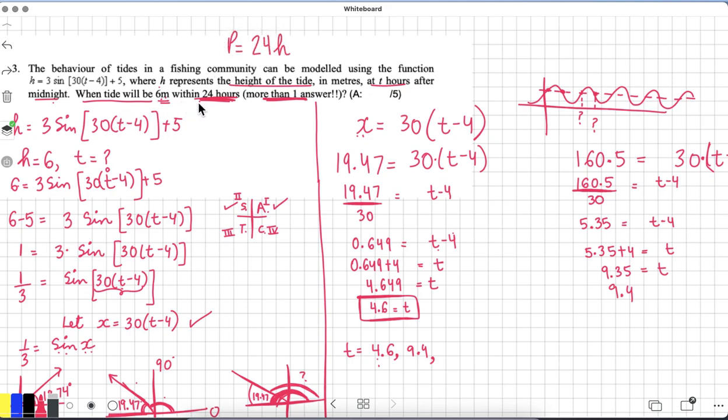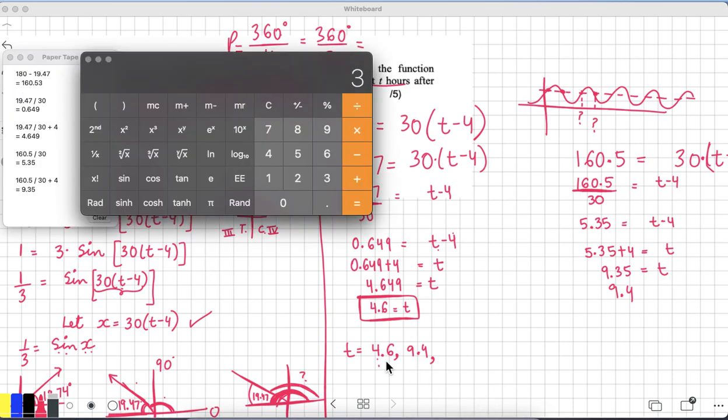So no, it says within 24 hours here. What is the period right now? How to find the period? The formula is going to be 360 degrees divided by the k. Right now this is the k value here, 30. So if I do 360 divided by 30, let's see what the answer is. It should be 12.